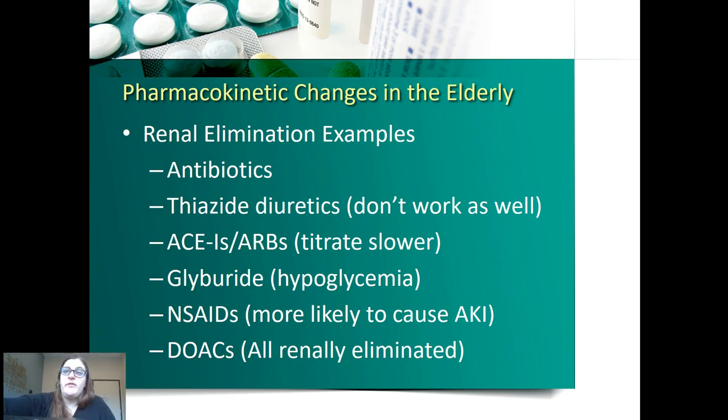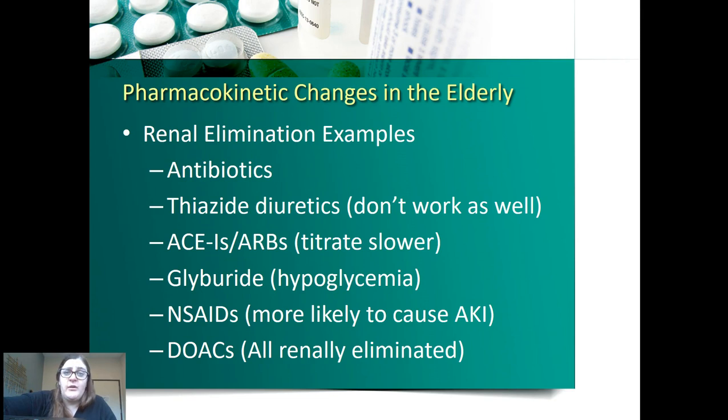Other things that come up: thiazide diuretics overall don't work as well. So it's not so much that they're dangerous, but they just don't have as much effect. ACEs and ARBs can potentially be more likely to cause marked changes in creatinine clearance or marked changes in potassium in an older adult with impaired renal function. So we still want them to be on an ACE or an ARB because it's renoprotective, but we're going to titrate them a little bit slower if they haven't been on it already.